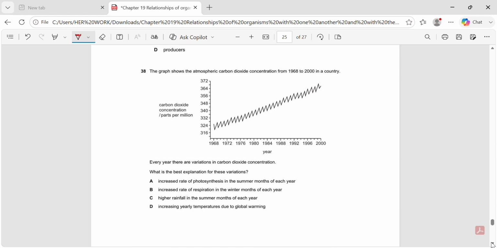Although the overall carbon dioxide concentration increases over time, there are small seasonal changes each year. During the summer months, plants carry out photosynthesis at a higher rate and remove more carbon dioxide from the atmosphere. This causes the concentration to decrease temporarily before rising again. So, A is the correct answer because the increased rate of photosynthesis during summer reduces atmospheric carbon dioxide.